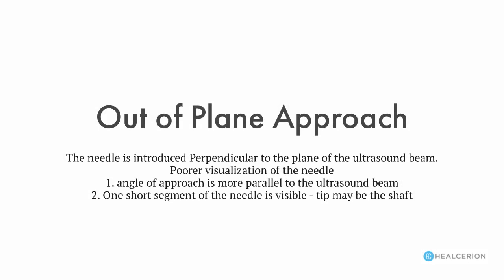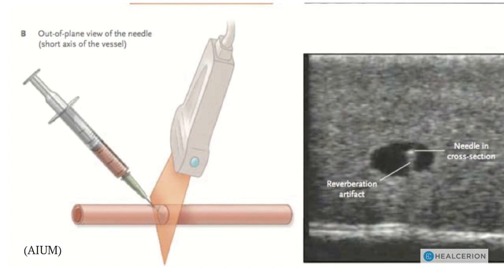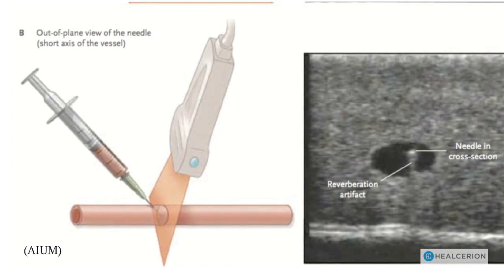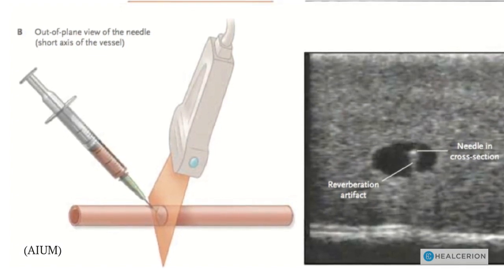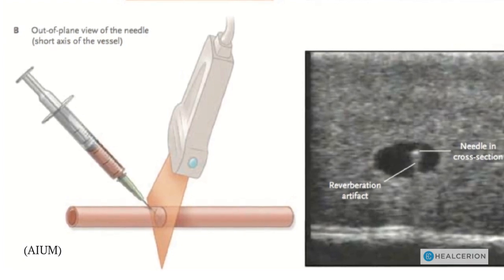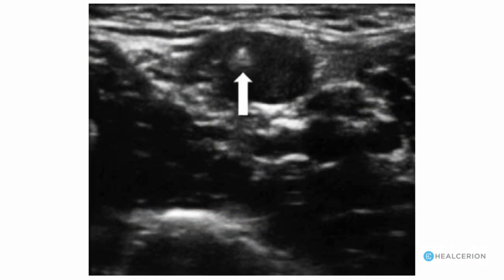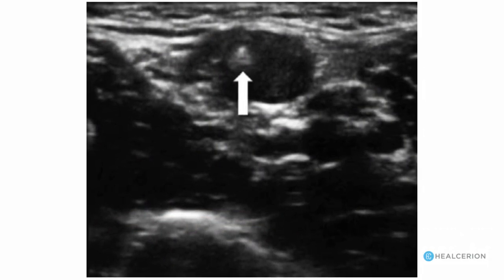When using the out-of-plane approach, the needle is inserted perpendicular to the plane of the ultrasound beam. It can result in poor visualization because the angle of approach is often more parallel to the beam. With the out-of-plane approach, only a short segment of the needle is visualized. Here we see an image with the needle shown in cross-section. Here the arrow is pointing to the needle in the out-of-plane approach.